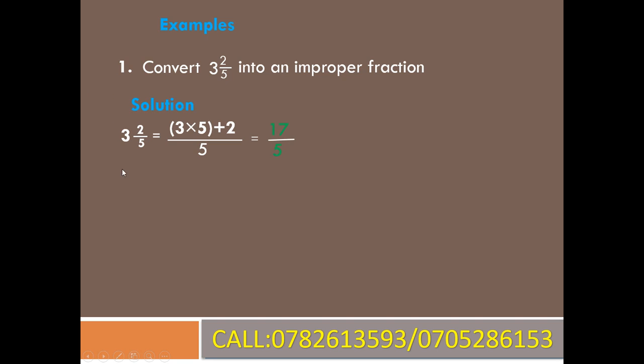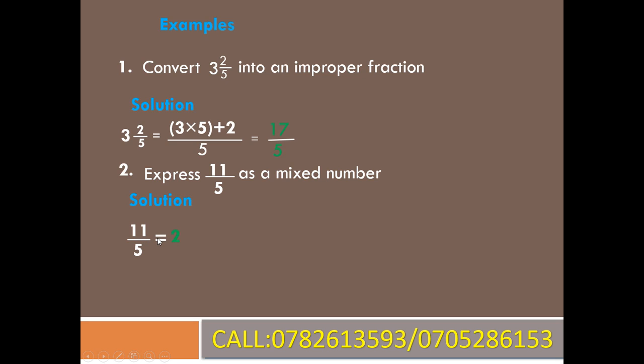So the 3, 2 out of 5 is a mixed fraction. Now the 17 out of 5 is an improper fraction. So we can as well take 11 out of 5 and we write it as a mixed fraction as our second example. So this one is actually an improper fraction. Why? The numerator is bigger than the denominator. And we shall proceed and take 11 out of 5.